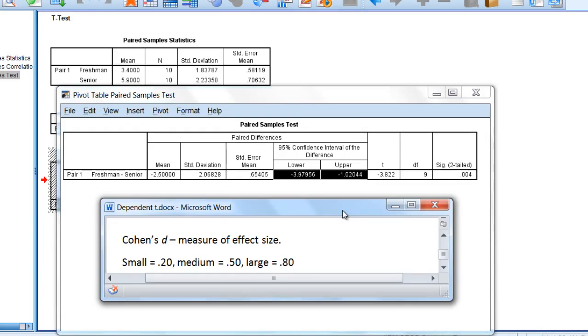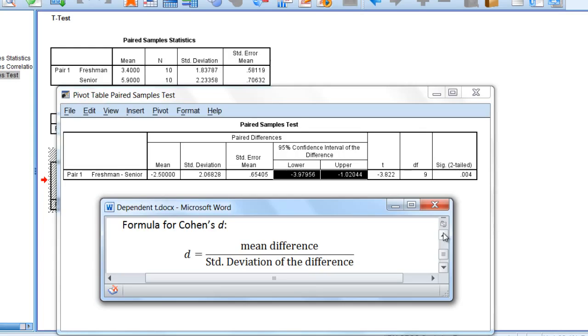Next, we'll talk about effect sizes for our test. Now recall that the effect size for the t-test is given by Cohen's d, where once again a small effect size corresponds to a d of 0.20, medium is 0.50, and large is 0.80. We can use the following formula for Cohen's d, where d is equal to the mean difference divided by the standard deviation of the difference. And here in our paired differences table, the mean difference corresponds to this column where it shows mean, and then the standard deviation of the difference corresponds to this column where standard deviation is reported.